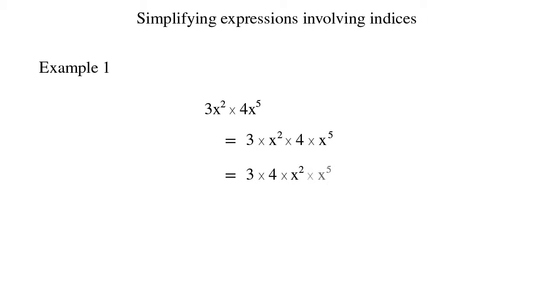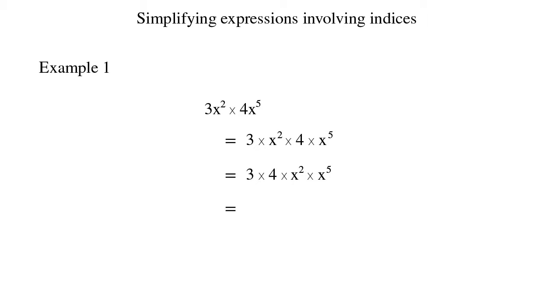How do we simplify expressions that use indices? In this first example, we have 3x squared times by 4x to the fifth. We can write as 3 times by x squared times by 4 times by x to the fifth. We can then rewrite again, bringing the numbers and variables together. It doesn't matter what order you multiply. So, we rearrange as 3 times 4 times x squared times x to the power fifth.